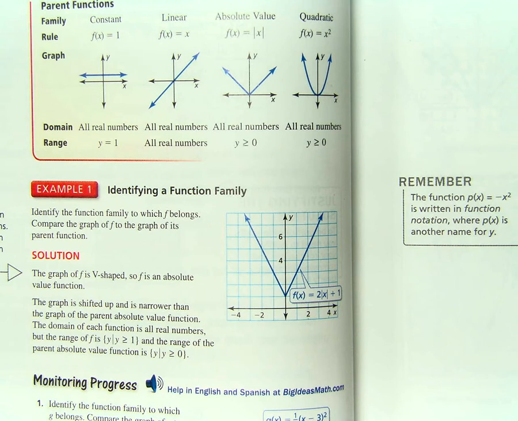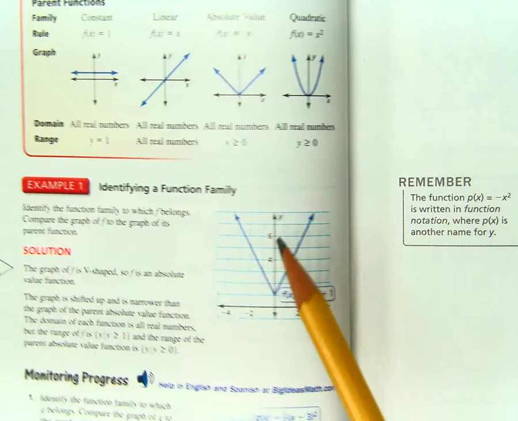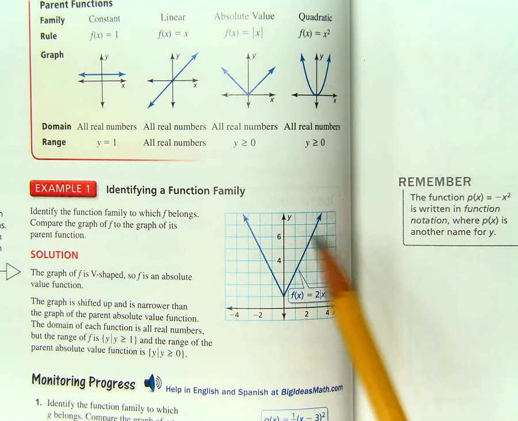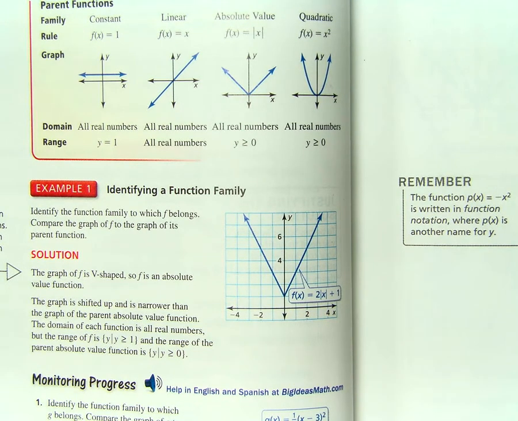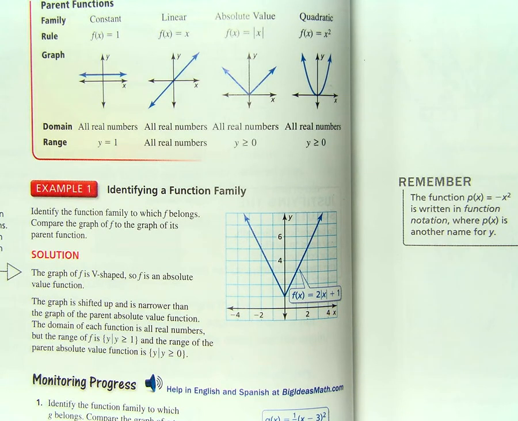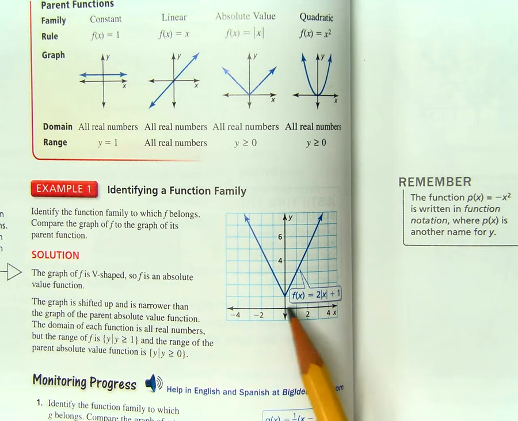Fair enough? Okay. So I'm going to say to you, let's look at this graph right here. If we're looking at this graph, this is not a parent function graph. And I know that because it's not at the origin or even close to the origin. But could you tell me what parent function this graph came from? Yes or no?